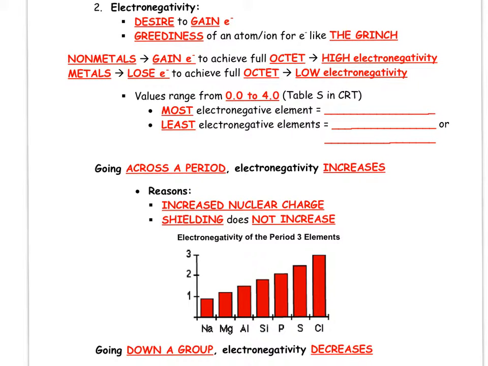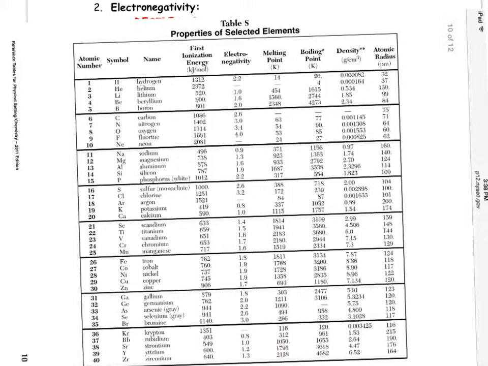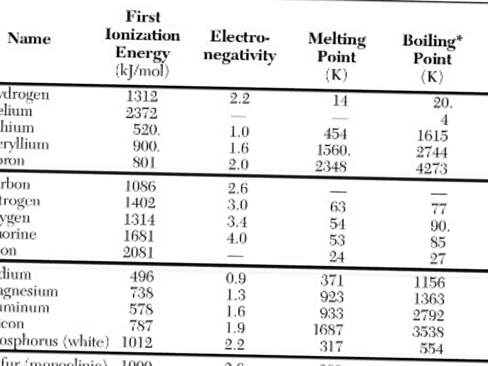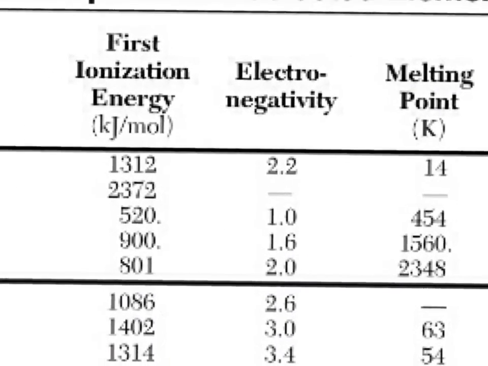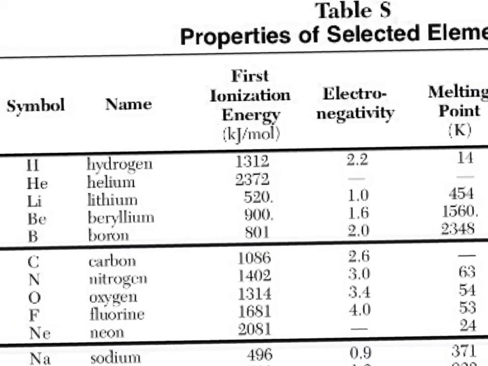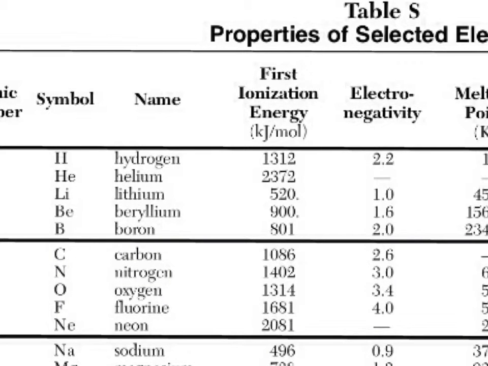Alright, go and get yourself your chemistry reference tables. I want you to look at table S. On table S, there are two vocabulary words that we have to address, and the first one is electronegativity. I grabbed my table S, and I'm going to zoom into the electronegativity. Oh, there we go. So now you can see the element's name, and you can see the electronegativity.